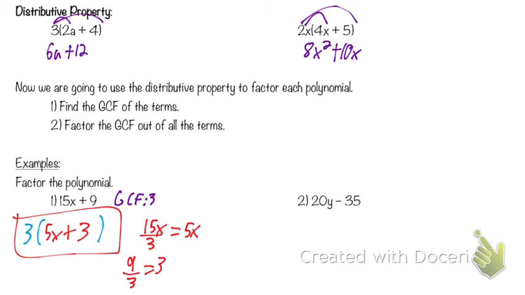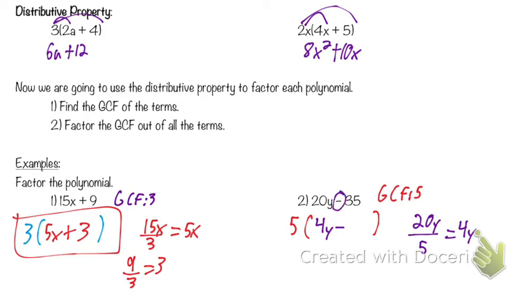So let's look at the second one. 20y minus 35. What's going to be our GCF here? It is 5. Do they have any variables in common? No, so just the 5 is going to be outside the parenthesis. So we could say we have a GCF of 5. And then as we go to figure out what's inside, we take the 20y, the first term, and divide it by 5. Now what's 20y divided by 5? 4y. The y is still there.